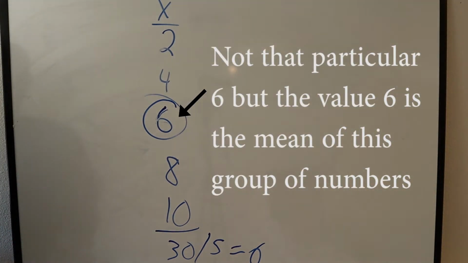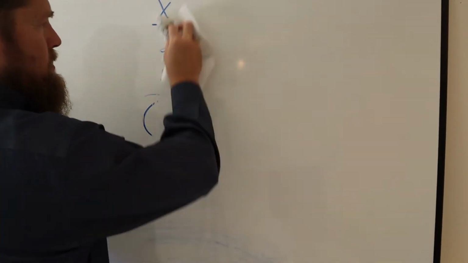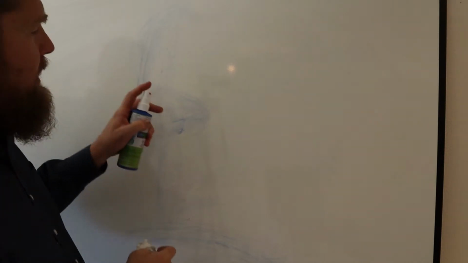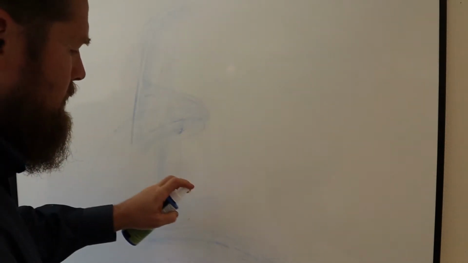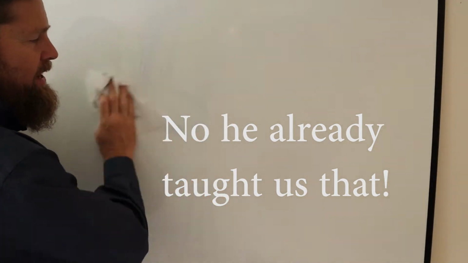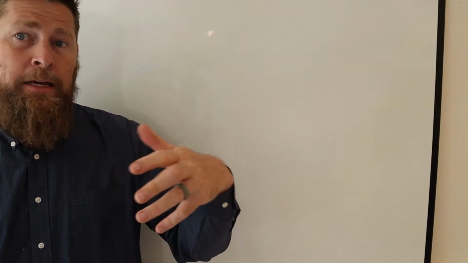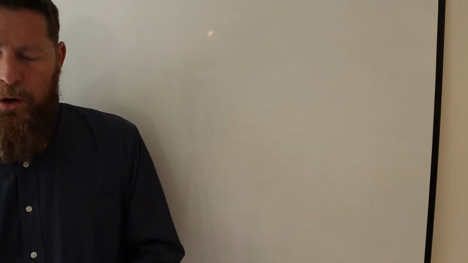Question. Is 6 really the mean of that data set? The 6 that I circled? It's a trick question because while 6 is the mean of that data set, that particular 6 was a number in the data set. And if we didn't have that particular 6 in the data set, 6 would not have been the mean. And we can go over that in a second.